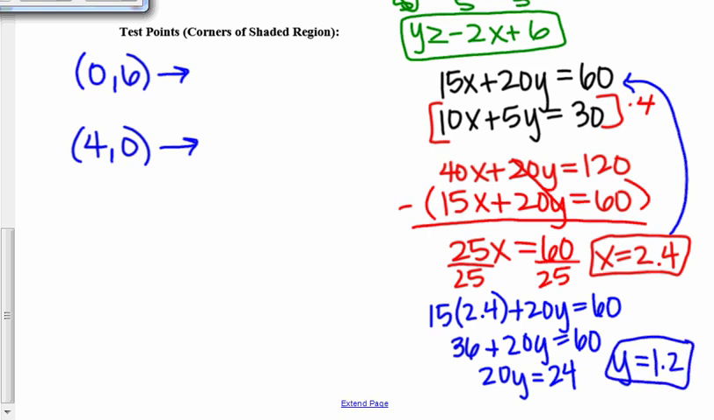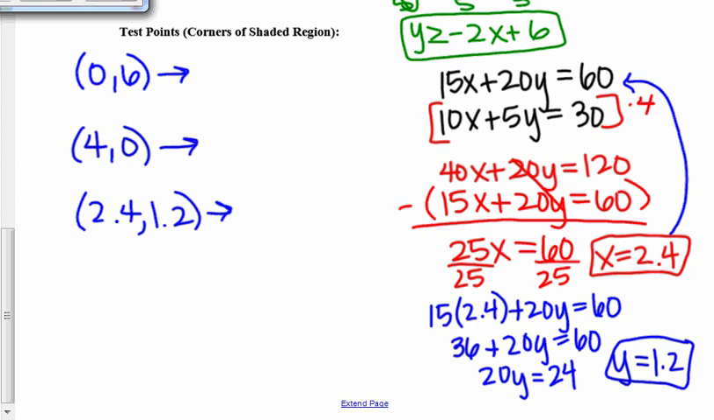All right, so there's my other point, x comma y, and I can write that over here on the left. 2.4 comma 1.2 is my last, third, and final point. I only found that by doing solving. Like I said, I wouldn't ask you guys to do something that hard on a test or a target check or anything, but I'm just showing you how you can do it.